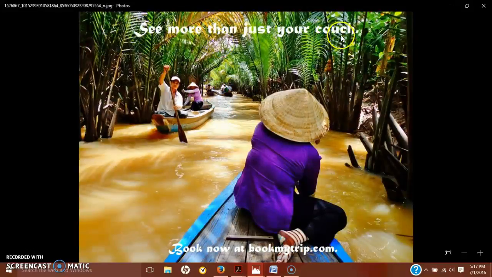See more than just your couch, and book now at bookmytrip.com. So this is, I think, a made up thing, bookmytrip.com. There's booking.com, but you're basically promoting a fake organization or a fake product. You can take a picture of your watch, your shoes, whatever.